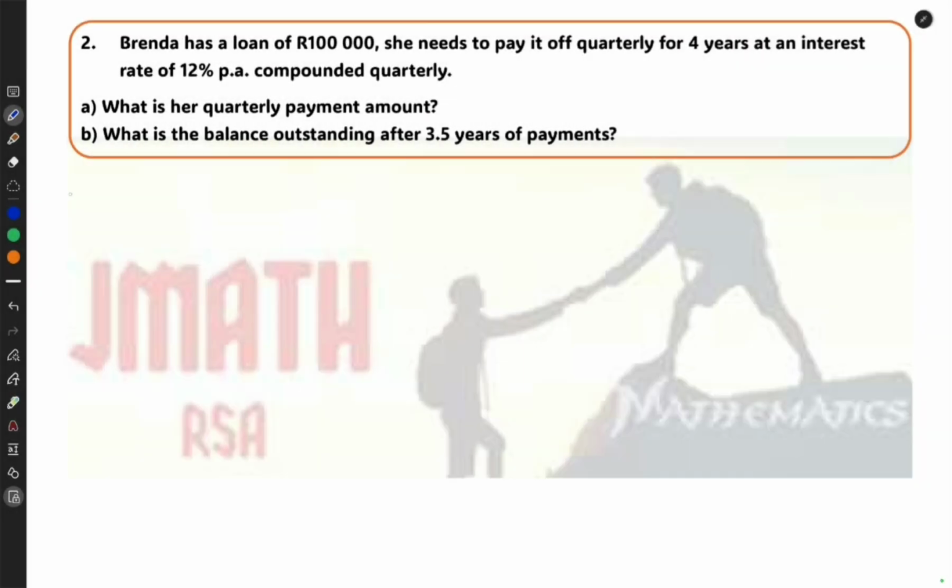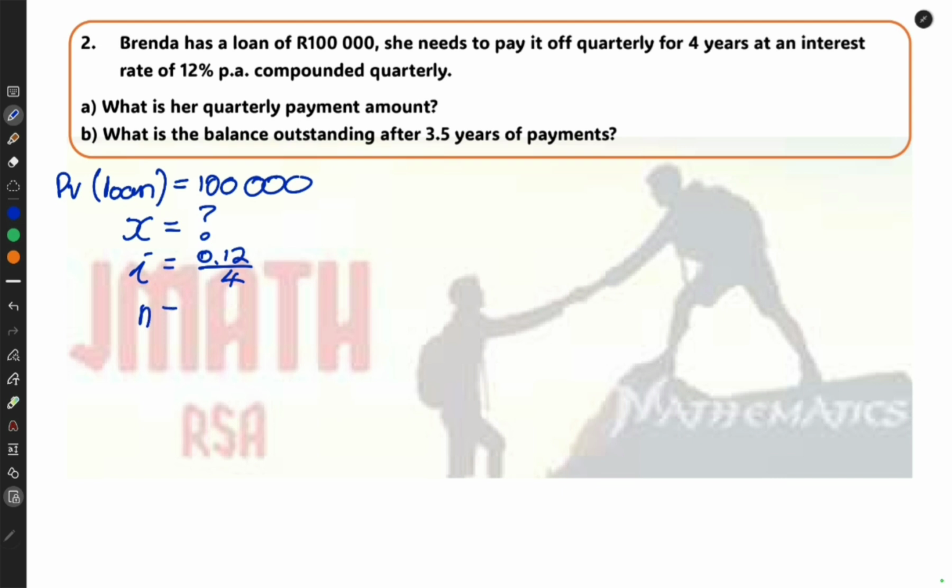Question 2. Brenda has a loan of 100,000 Rand. She needs to pay it off quarterly for 4 years at an interest rate of 12% per annum compounded quarterly. What is her quarterly payment? Okay, so in this case, we just need to work out X. So we know what PV, or what the loan is, and that's 100,000 Rand. We don't know what X is. That's what they're asking me. I know i is 0.12 over 4, and n for the initial loan agreement is just 4 times 4, so 16.